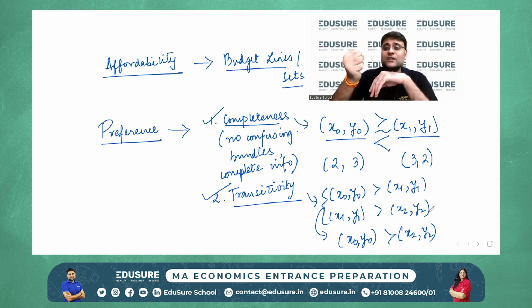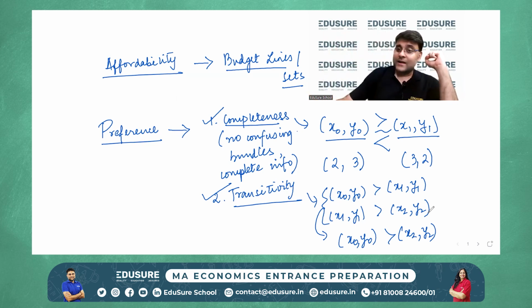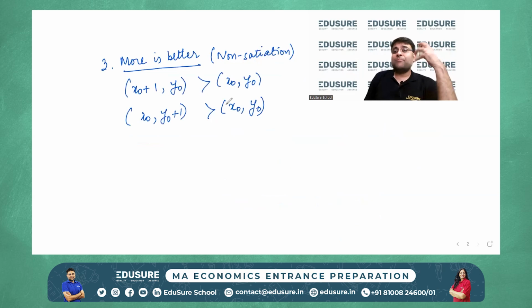So the preferences of the consumer should satisfy the property of completeness, where they are not confused between any two bundles. The second property is transitivity, where if I like a bundle A over a bundle B, and bundle B over a bundle C, I will automatically like the bundle A over the bundle C. And thirdly, more is better. If I increase the consumption of any of the two commodities, the new bundle will be preferred over the old bundle. If both increase, obviously it is better. If at least one of X or Y is increasing, it is a preferred bundle.